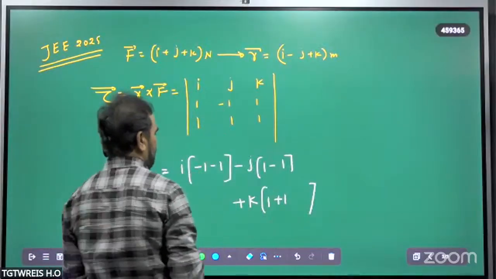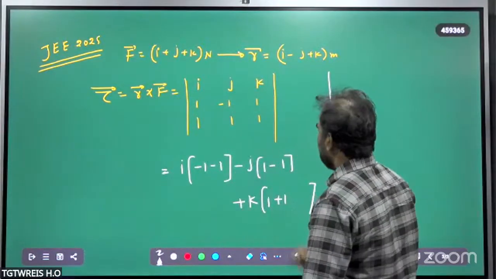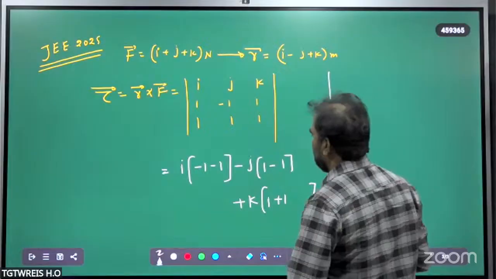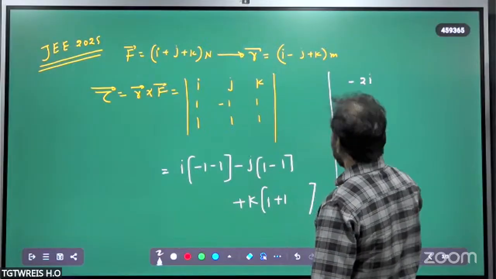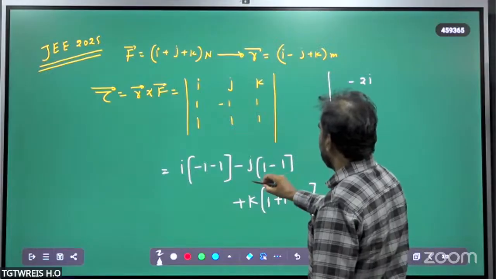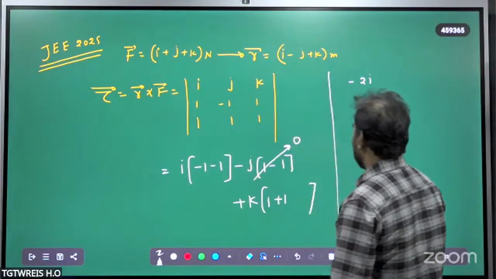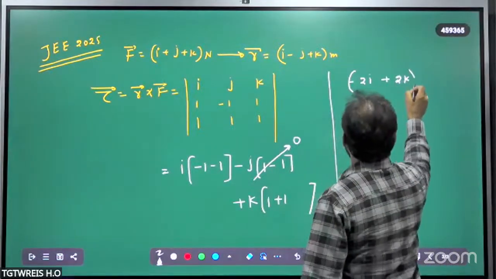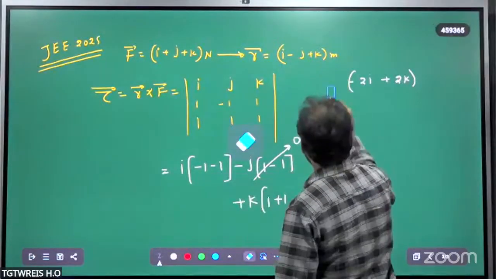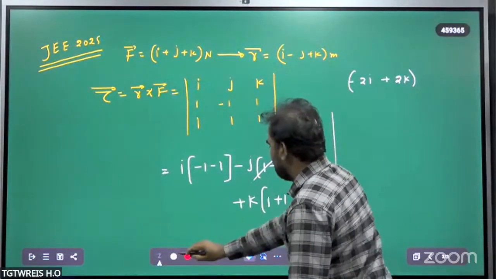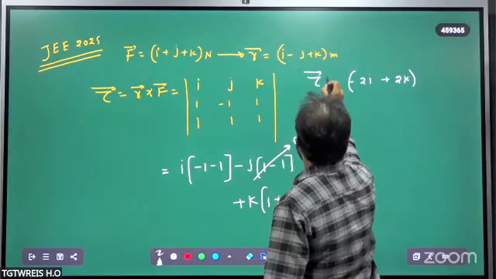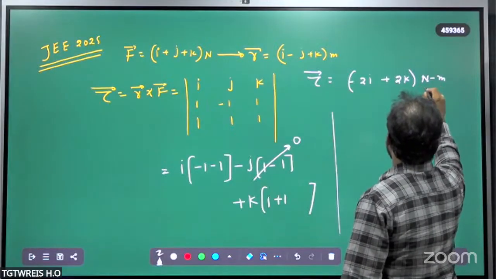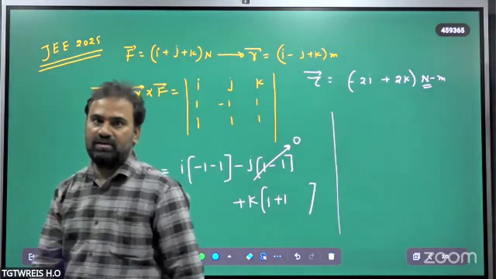The torque acting on the object is given by minus 2i, the j term is 0, plus 2k. This much torque will act on the object. That is, torque is equal to minus 2i plus 2k Newton meters. This is how we calculate torque.